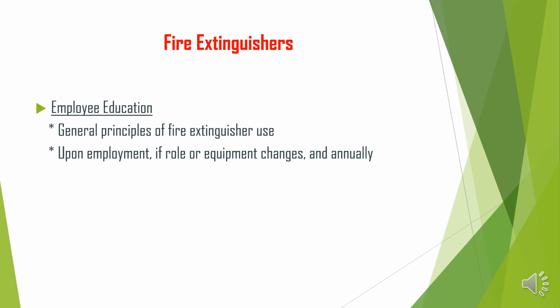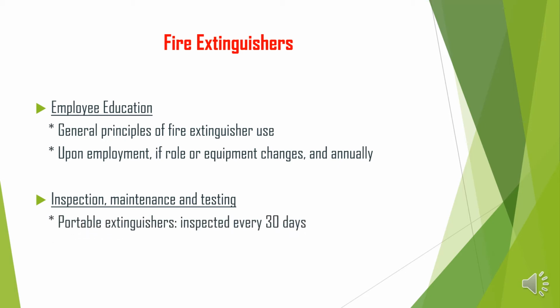And not only on employment, but it should be a regular thing. We can do it monthly or quarterly or mid-yearly or even at least once annually, how to use them. We have to inspect them and maintain them and test them. Portable extinguisher is inspected every 30 days. Some healthcare facilities will do it every 6 months or every 3 months. So we have to have periodic testing and maintenance for them, so we make sure that they are working.